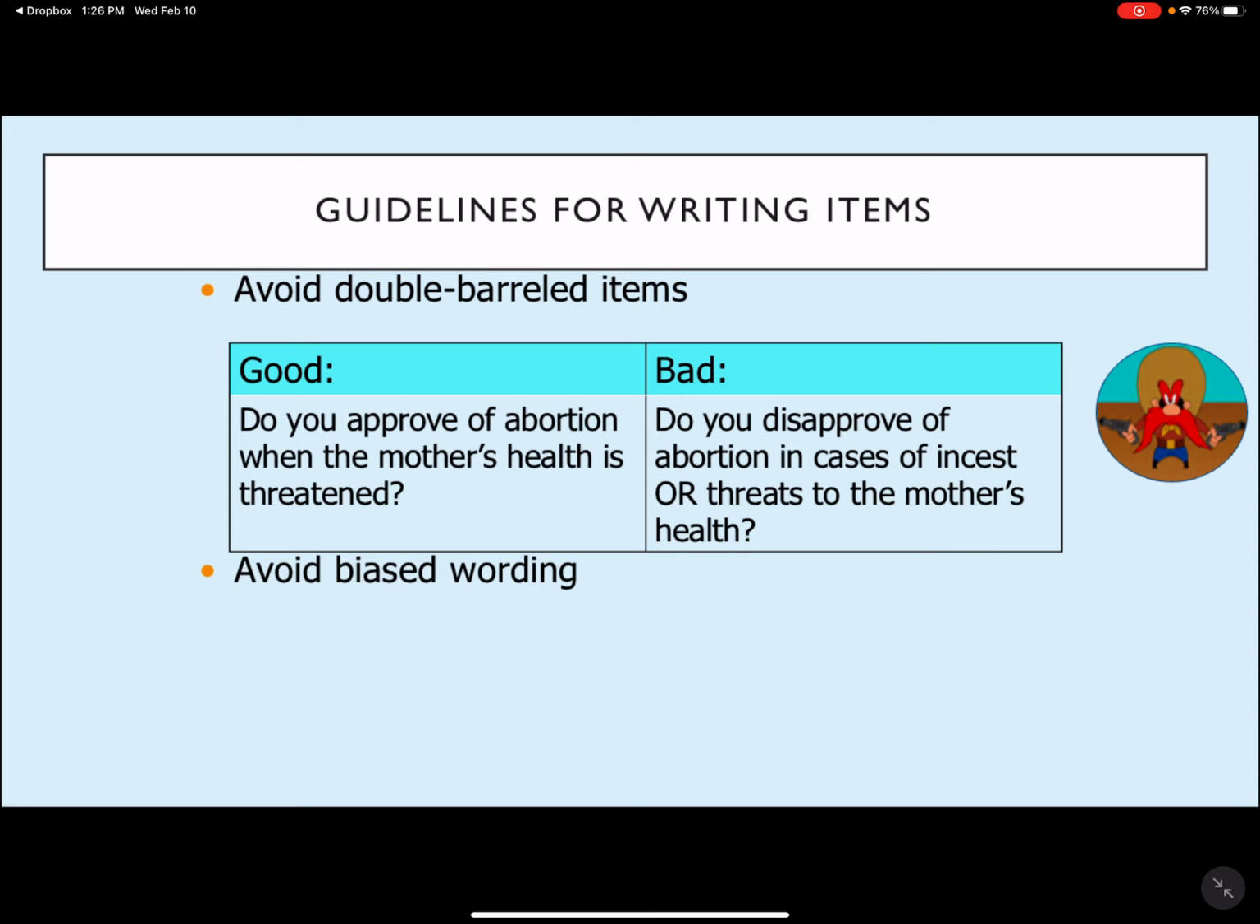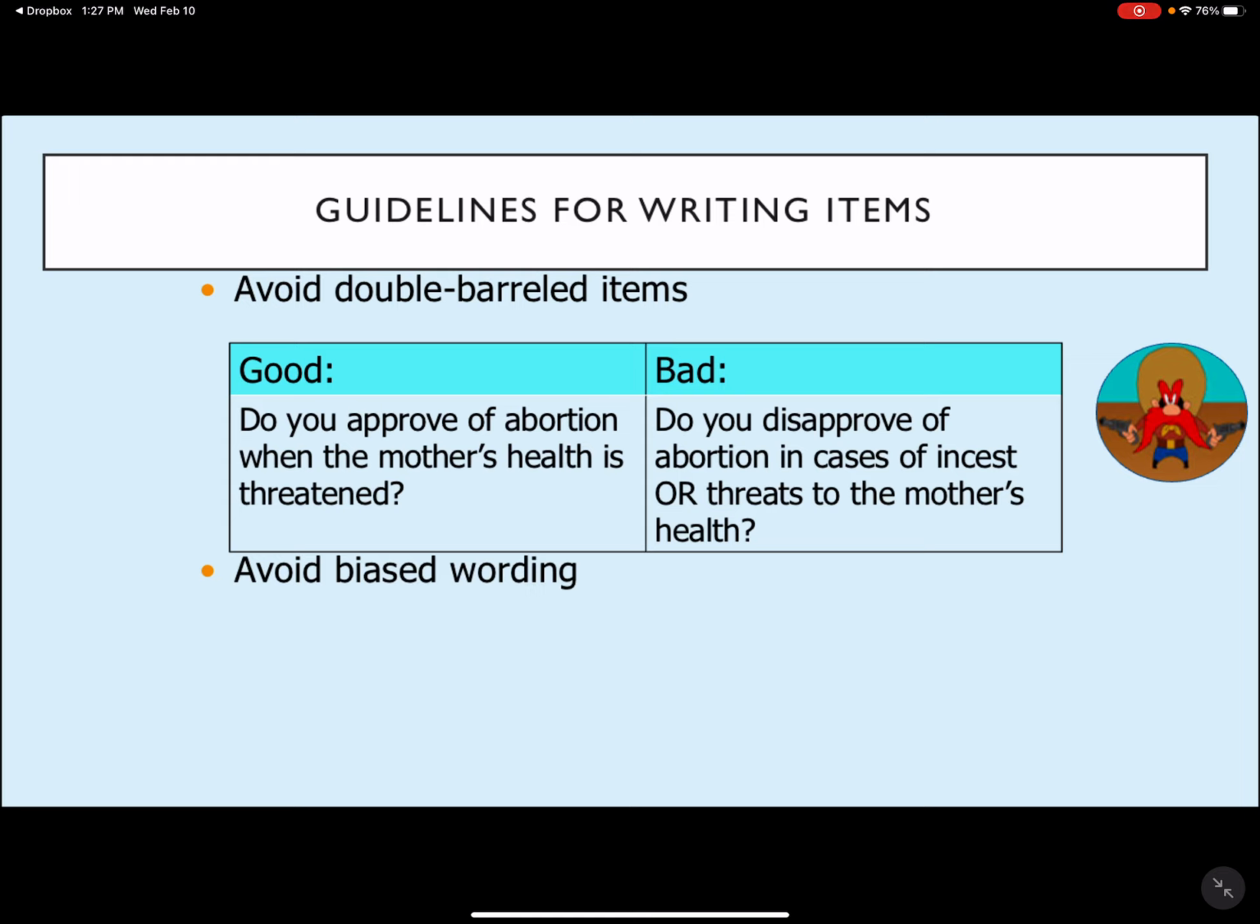And this other bad question is also asking, do you disapprove of it? Well, you want to be really clear in your question if you want to keep that direction straight. Do you approve is much easier to interpret than do you disapprove, because do you disapprove is kind of a double negative. So not only avoid double-barreled items, but avoid double negative items.